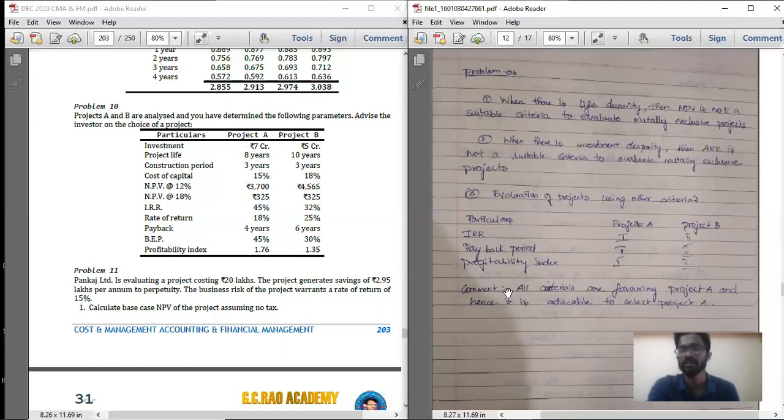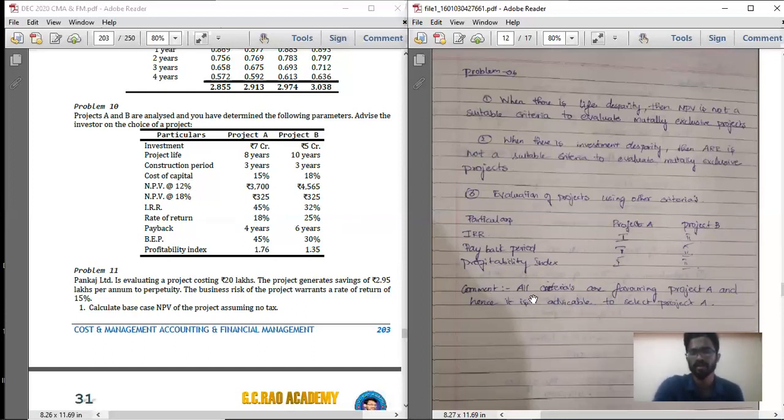So for project A in respect of profitability index, record Roman number 1, and for project B record Roman number 2. Analyzing all 3 factors, you are seeing that project A is preferable under all 3 different techniques. So below that, record the comment.